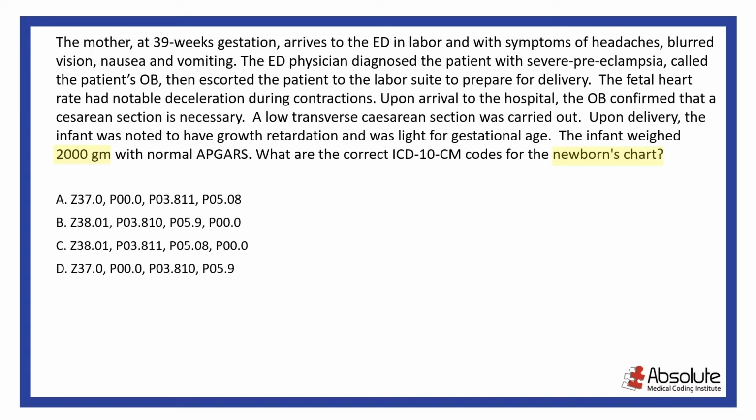The mother at 39-week gestation arrives to the ED in labor with symptoms of headache, blurred vision, nausea, and vomiting. The ED physician diagnosed the patient with severe preeclampsia, called the patient's OB, then escorted the patient to the labor suite to prepare for delivery. The fetal heart rate had notable deceleration during the contraction. Upon arrival to the hospital, the OB confirmed that a cesarean section is necessary. A low transverse cesarean section was carried out. Upon delivery, the infant was noted to have growth retardation and was light for gestational age.